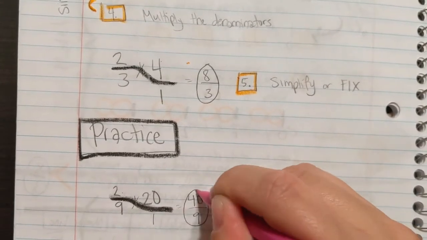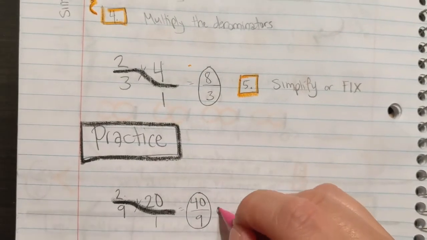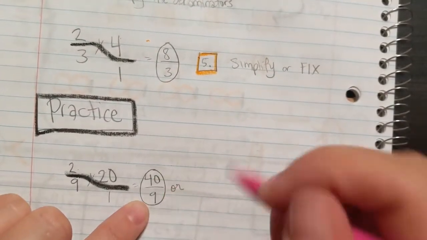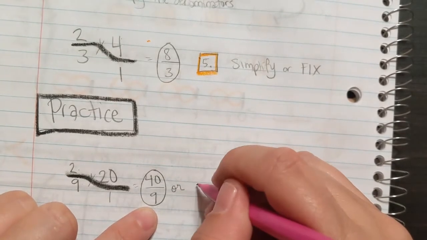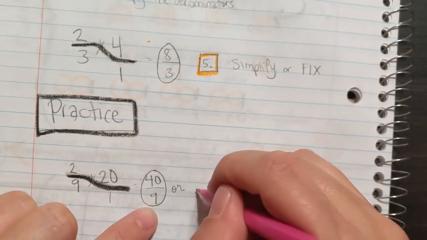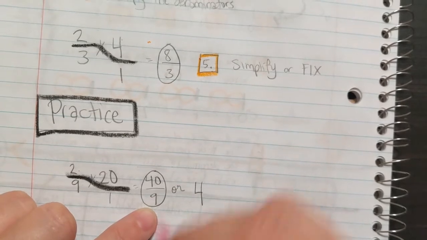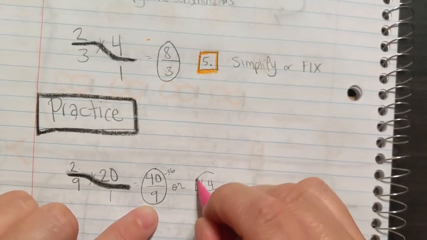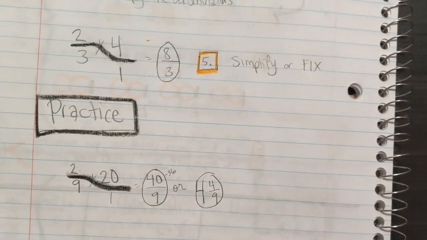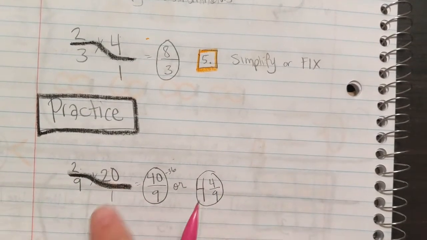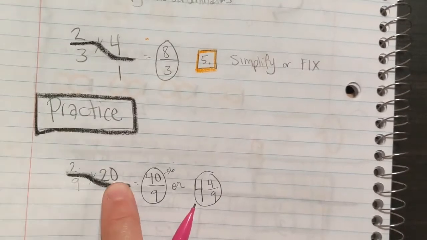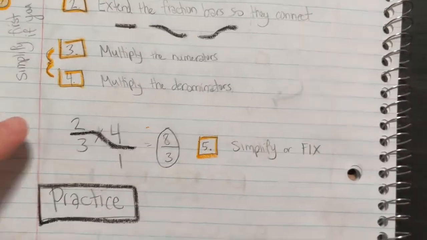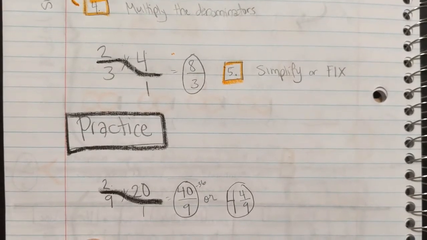The answer is 40/9. Or, if I do step 5, simplify or fix it, how many times does 9 go into 40? It goes in 5 times. No, that'd be 45. So 4 times, which is 36. So you take away 36 pieces, and you're left with 4/9. It is that much faster. Can you imagine if I made you draw 20 bars if we were doing the bar method? Oh, that would be so crazy, right? It would take forever.